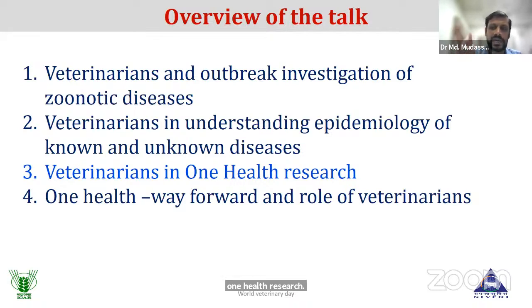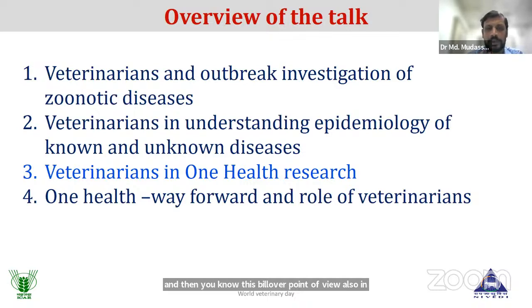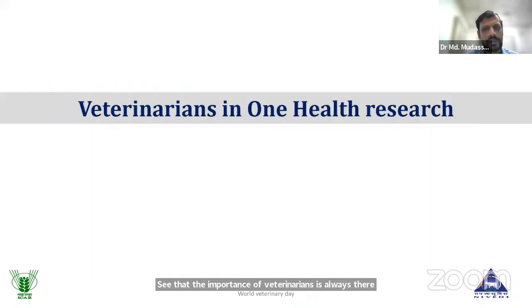As I said, if we start with the occurrence of the outbreak in one place, and then the spillover point of view, also in the environment, everywhere the first point of contact is the veterinarian. So how the disease transmission happens, veterinarians play a role. You need to see that the importance of veterinarians is always there. In terms of One Health research, I'll take a few examples of what we are doing.